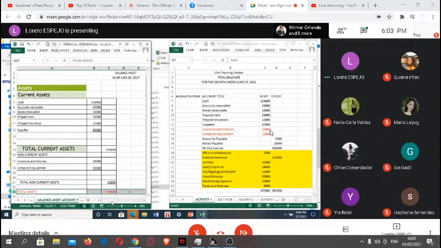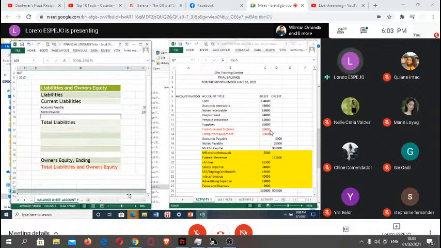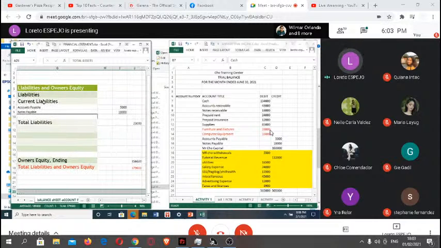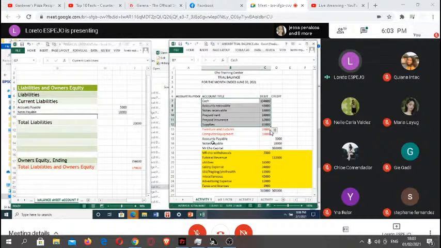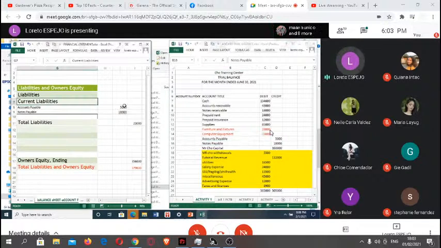Ngayon naman, pumunta tayo kay liabilities and owner's equity. So liabilities, current liabilities, itong accounts at saka notes payable. So ito total ko, 5,000, 18,000, so merong 23,000. Bakit ko po nilagay na total liabilities na lang? Kung matatandaan nyo sa format, meron total non-current, total current liabilities. Since wala siyang non-current, so I don't need to write that one. So jump ako sa total liabilities.